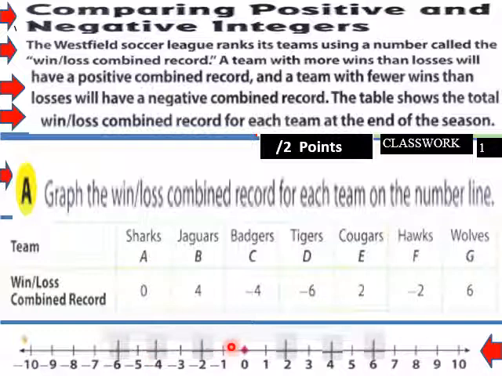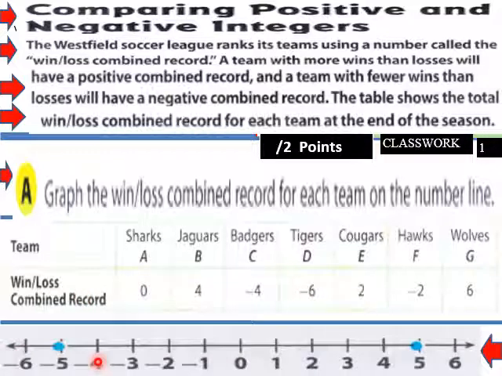Okay, and for 0, who's got a 0 would be the Sharks. Then 4 would be the Jaguars. And then -4 would be the Badgers. -6 would be the Tigers. And then +2 would be the Cougars. -2 would be the Hawks. And then +6 would be the Wolves. So students, this is what you should have on your classwork sheet here, these plots for the records of these soccer teams.